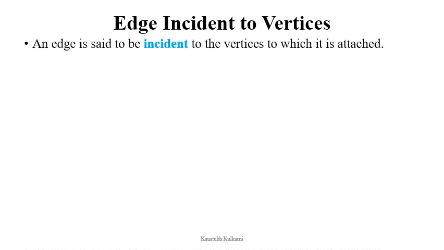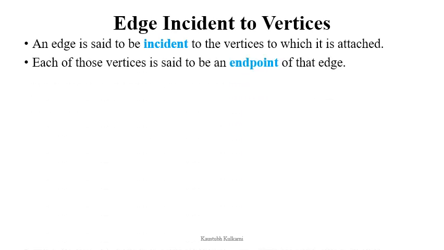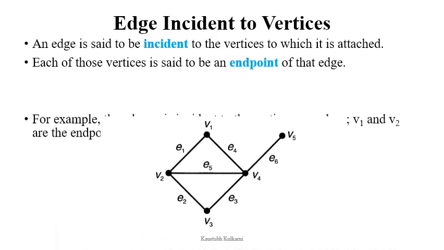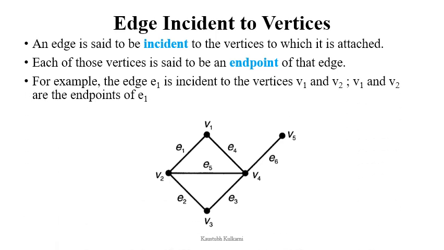Now, edges incident to vertices. An edge is said to be incident to the vertices to which it is attached. Each of those vertices is said to be an endpoint of that edge. For example, in this graph, if we take the edge E1, E1 is incident to the vertices V1 and V2, or in other words, V1 and V2 are the endpoints of the edge E1.